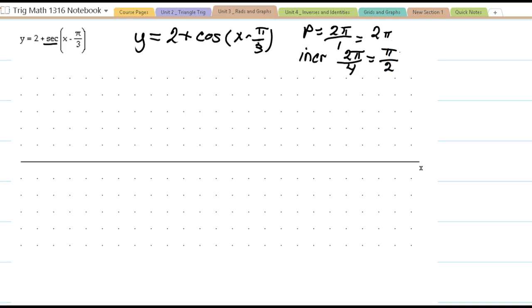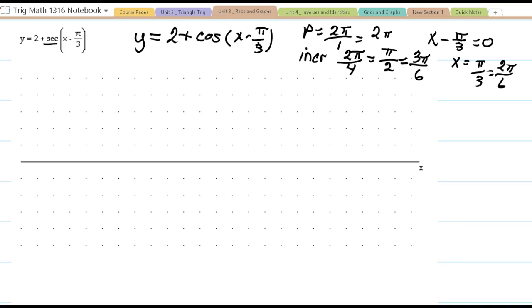Then we're going to look at our start point. Our start point, we go for x minus pi over 3, set that equal to 0, and we find x is equal to pi over 3. Because we're trying to get them all on the same x-axis, we need to get the common denominator for these two fractions. So we're going to again see that this is going to be 6. This is going to be 2 pi over 6, and our increment is going to be 3 pi over 6.